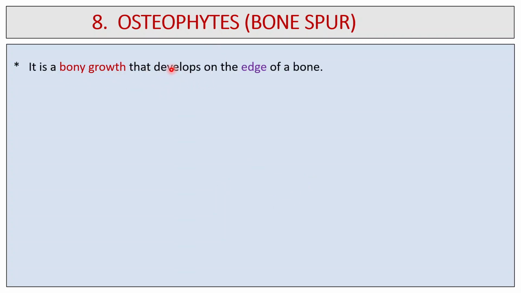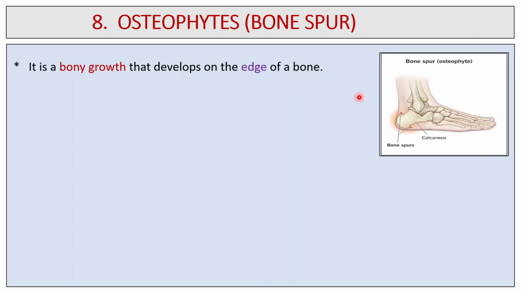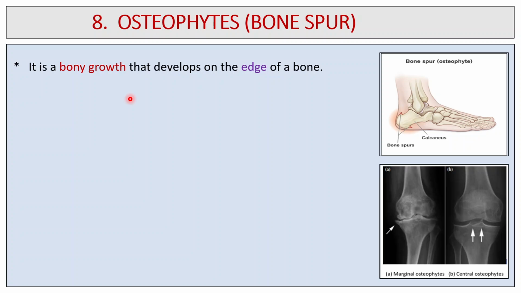Then osteophytes or bone spur. This is a bony growth that develops on the edge of the bone, like here. This is the ankle joint and this is the calcaneus bone, and at the edge of the calcaneus bone these are the bony spurs or osteophytes. This is the bony growth. Sometimes it may cause pain.